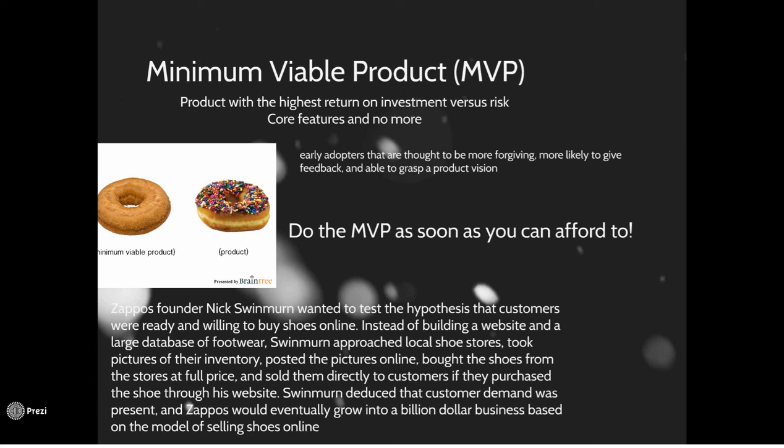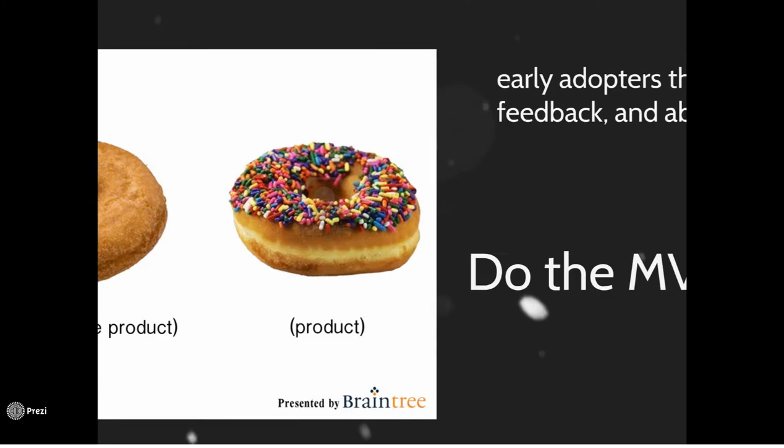So Swinmurn was very smart in this, and deduced that customer demand was present, and Zappos eventually grew it to a $1 billion business based on the model of selling shoes online, which is absolutely amazing. This is a great success story. Obviously not everything's going to be like this, but it's a great way to look at things.